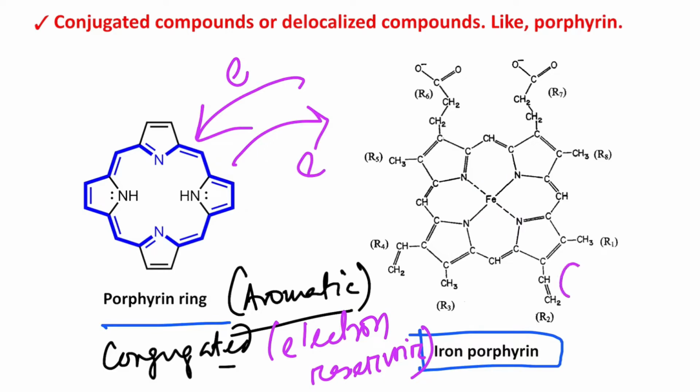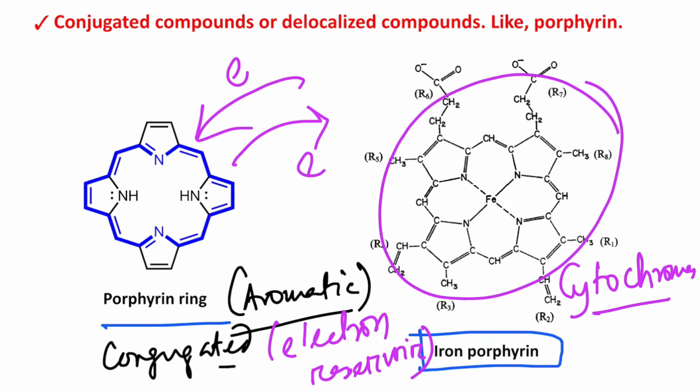For example, cytochromes. Cytochromes are redox enzymes in our body, and why are they capable of this? Because the oxidation state of the iron can be changed, and not only the iron, this iron-ligand complex is actually responsible for its redox behavior.